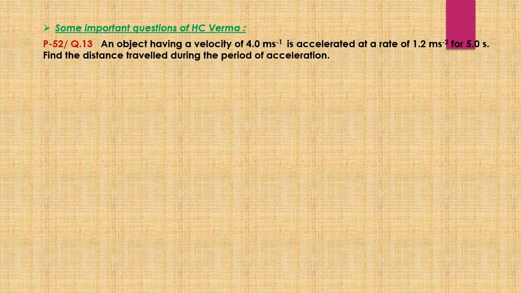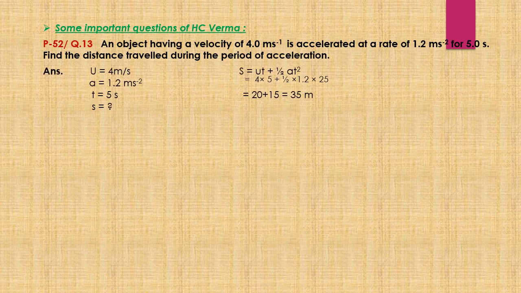Page number 52, question number 13, an important question. An object having a velocity of 4 meters per second is accelerated at a rate of 1.2 meters per second square for 5 seconds. Find the distance traveled during the period of acceleration. We will first write the data given in the question: u is equal to 4 meters per second, a is equal to 1.2 meters per second square, t is equal to 5 seconds. We need to find s. Simply we will use the equation of motion ut plus half at square. Putting the values, we have 20 plus 15, that is equal to 35 meters.